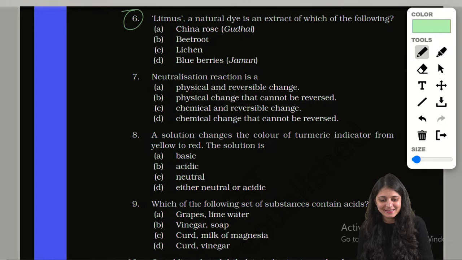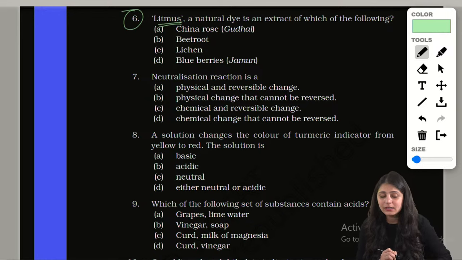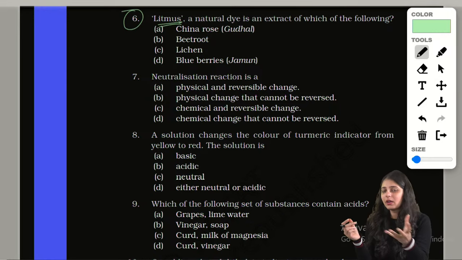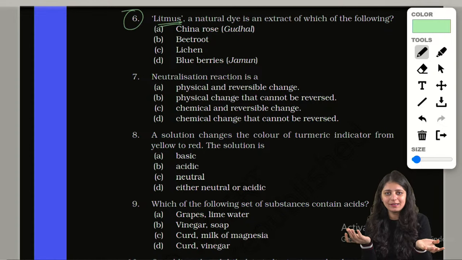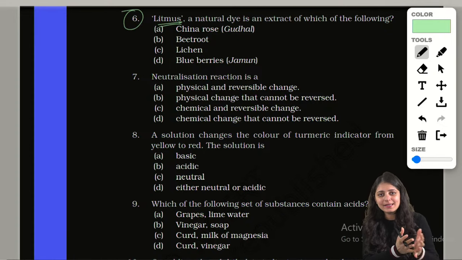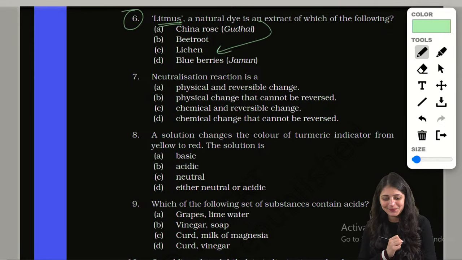Very nice. Very good. Everybody saying, ma'am, lichen, बिल्कुल सही. Litmus है कि एक purple dye है, है ना? This purple dye, आप देखोगे आपके lab में वो solution form में भी available है, strips की form में भी available है. It turns red in the acidic medium, blue in the basic one. So it's extracted from lichens. Very good.